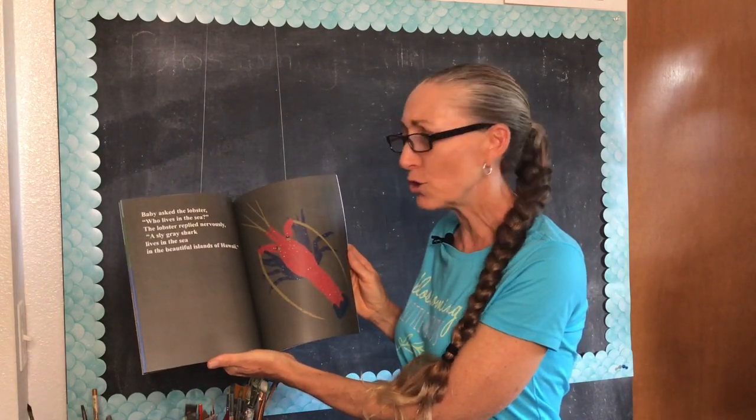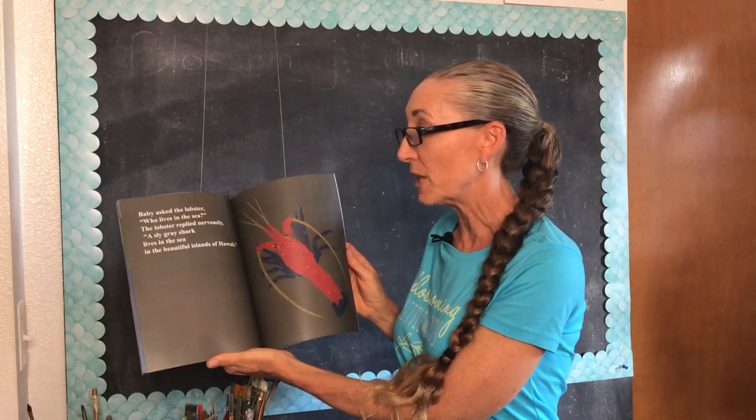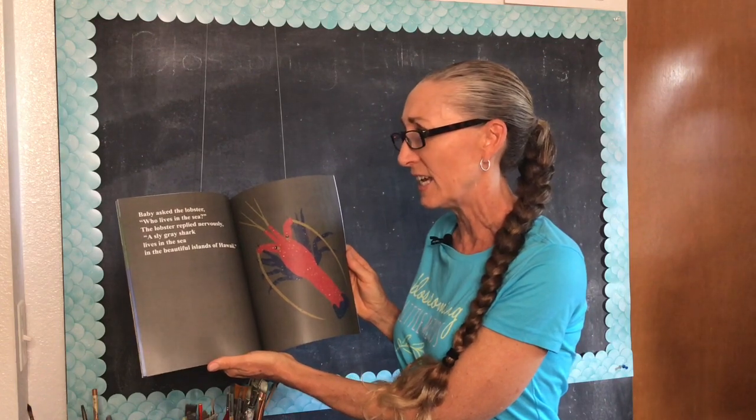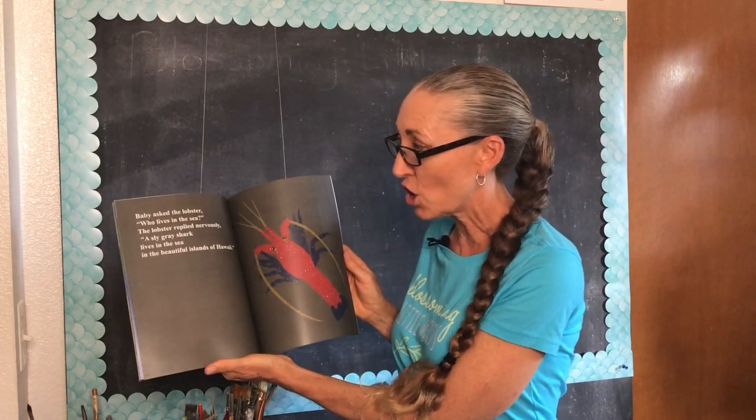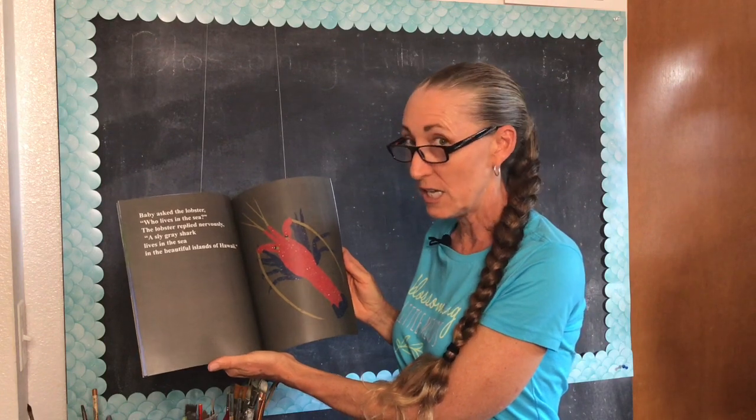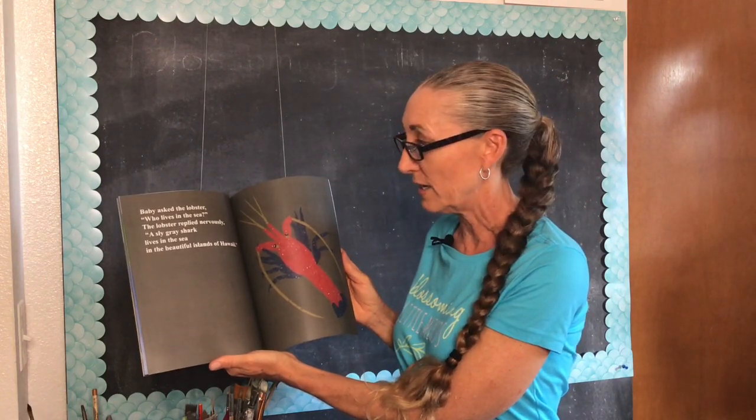Baby asked the lobster, "Who lives in the sea?" The lobster replied nervously, "A sly gray shark lives in the sea in the beautiful islands of Hawaii."